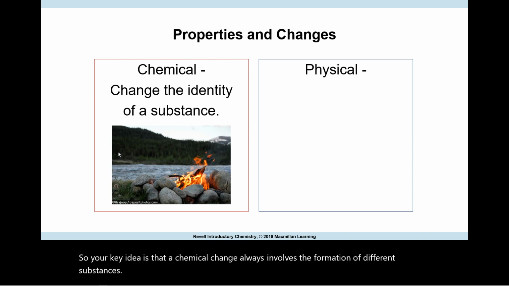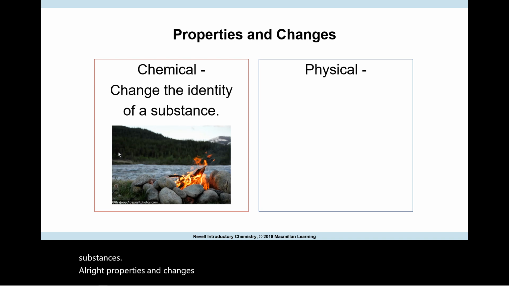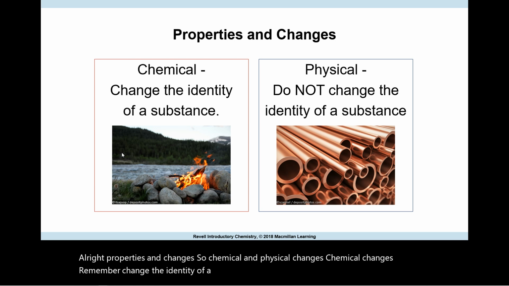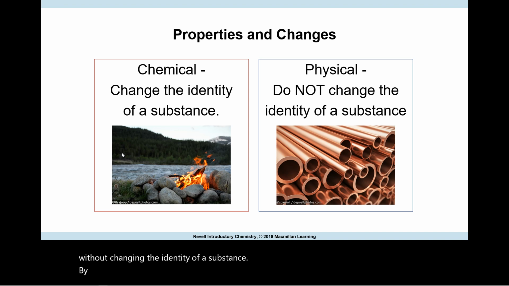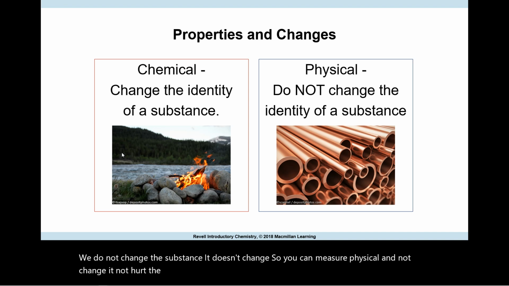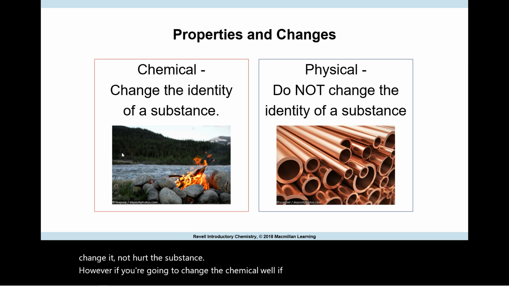All right, properties and changes. So chemical and physical changes. Chemical changes, remember, change the identity of a substance. Chemical properties cannot be measured without changing the identity of a substance. By contrast, measuring physical properties and its changes, we do not change the substance. It doesn't change. So you can measure physical and not change it, not hurt the substance. However, if you're going to change the chemical, well, you're actually changing your substance.